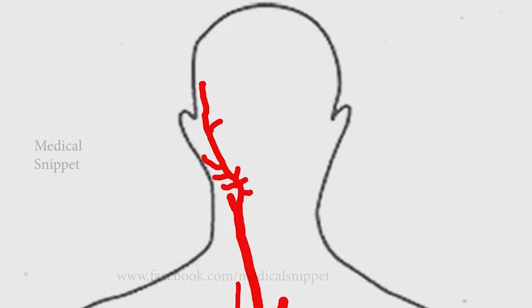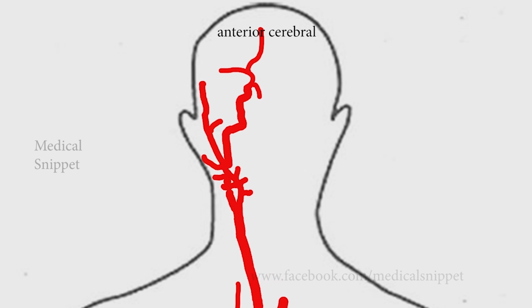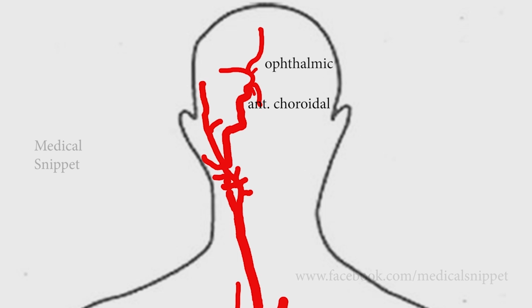The internal carotid artery has no branches in the cervical part. The petrous, cavernous, and cerebral parts give rise to many branches. The important ones are discussed here. The internal carotid artery divides to form the middle cerebral artery and anterior cerebral artery. It also gives rise to posterior communicating artery, the ophthalmic artery, and anterior choroidal artery.